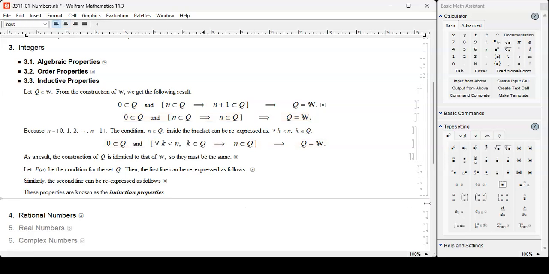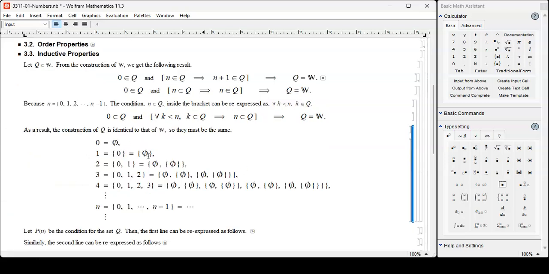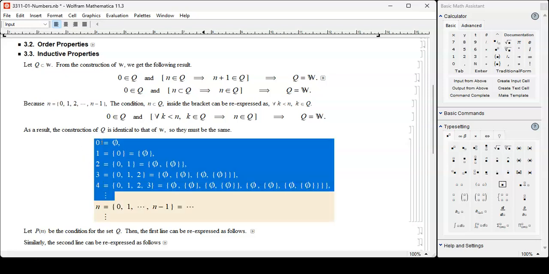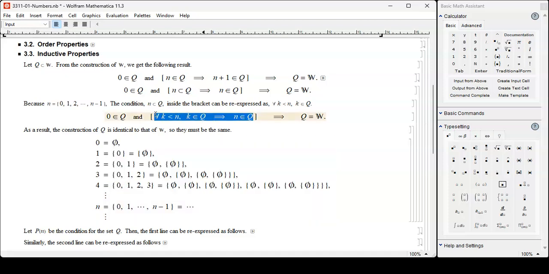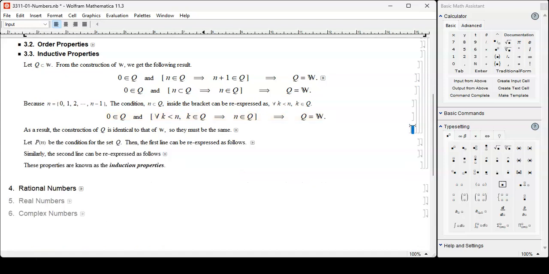And then, of course, we can go back to the construction of W. You see, it is defined recursively like this. Each N is all those whole numbers up to that point. That's precisely this one, starting from the same place, 0. So naturally, it'll cover everything. So Q is equal to W.